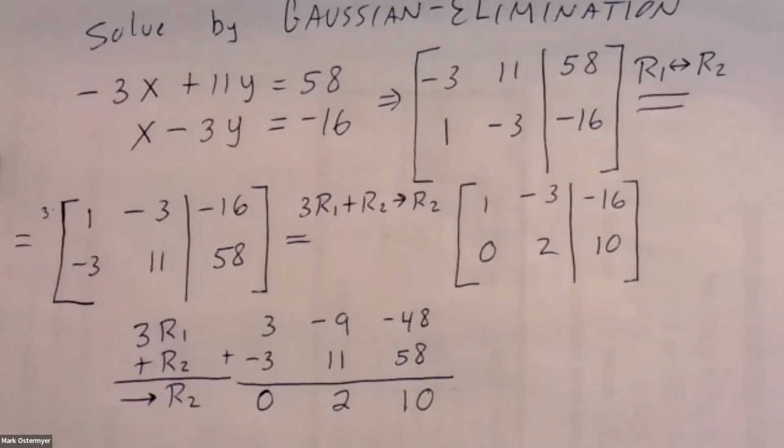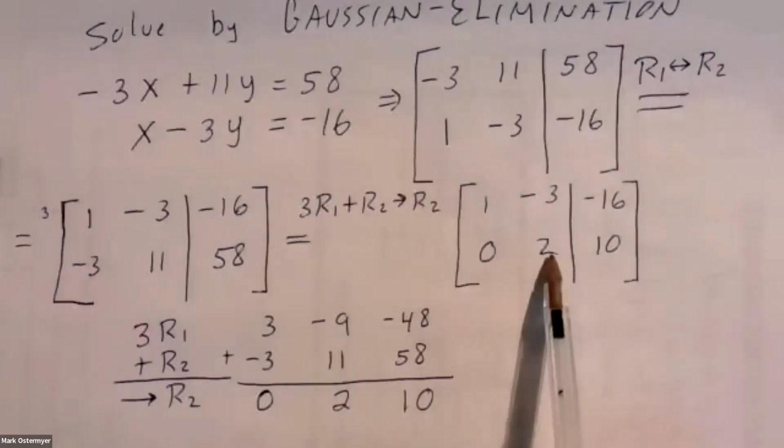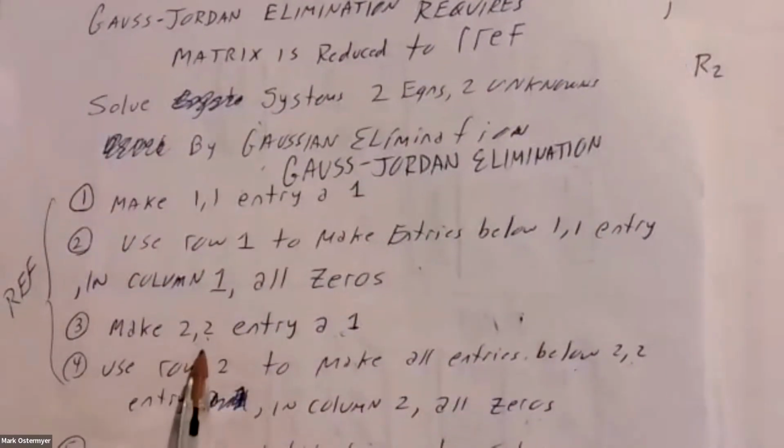He used a substitution to solve for the ordered pair. Well, we're not there yet. I gotta make this entry become a, use row 2 to make all entries. Well, I gotta first of all make this entry become a what? The 2 entry has to become a 1. I'm sorry, right here. This 2 entry must become a what? 1. Right, 1.